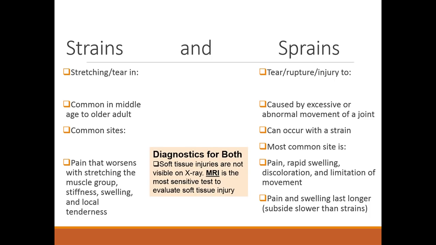Whereas a sprain is usually a tear or a rupture to a joint ligament or the capsule that surrounds the joint. So sprains are more geared at ligaments. If you look at that, strains are more geared at the muscle tendon unit. So a strain, again, usually involves the muscle tendon unit.